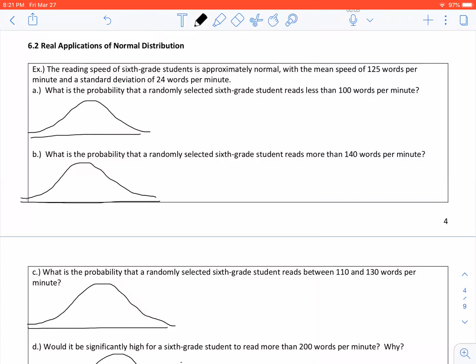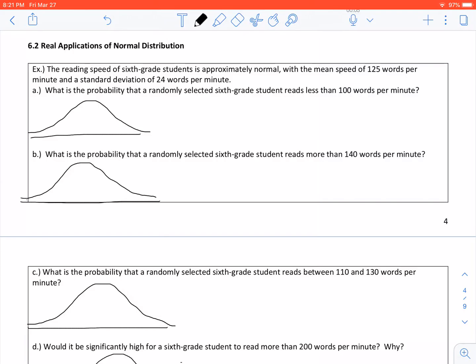This is section 6.2. It starts on the bottom of page 4. 6.2 is real applications of the normal distribution. I want you guys to realize there's no notes, it just jumps right into examples, and that's because it relies on all the information that we just learned in section 6.1, but now they're all word problems and application problems.